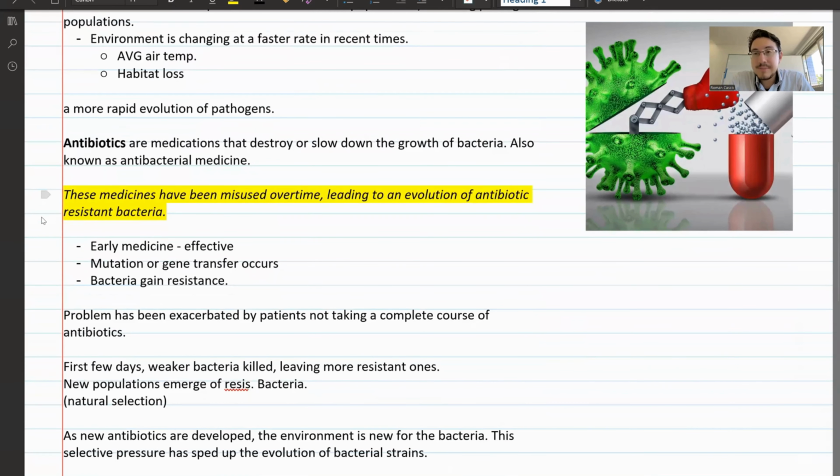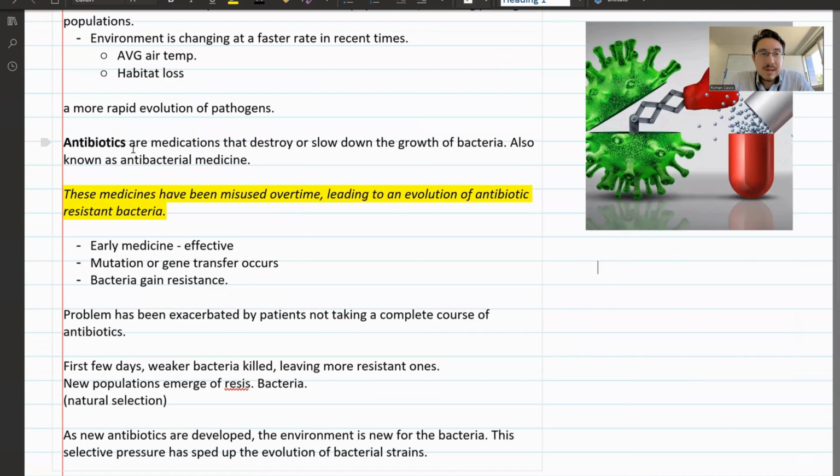antibiotics, right? It's basically medication that enables a patient to get better by destroying or slowing down the growth of bacteria. Antibiotics usually refers to antibacterial medicine, but you can have different types of medicine. Antimycotics, right? Antifungal, which is antifungal medicine, and so forth.